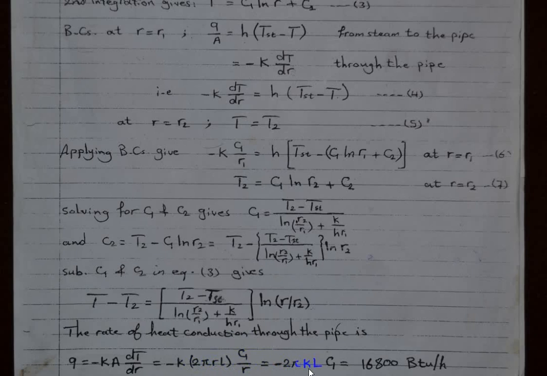C1R equals 2 pi K L C1, as you can see right in front of you, equals 16,800 BTU per hour. 16,800 BTU per hour in British units is the rate of heat conduction. The surface area is the area ranging between both ends of the pipe, through which the fluid is flowing.